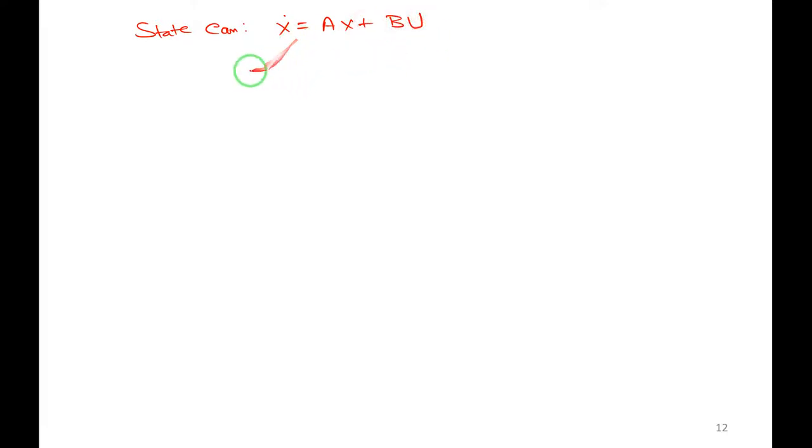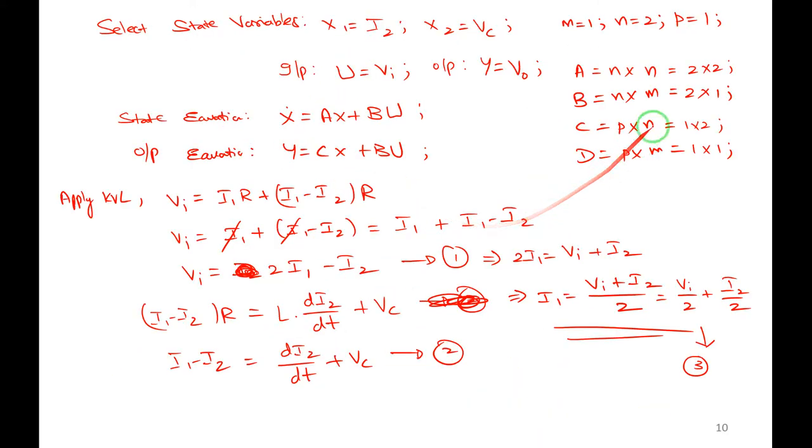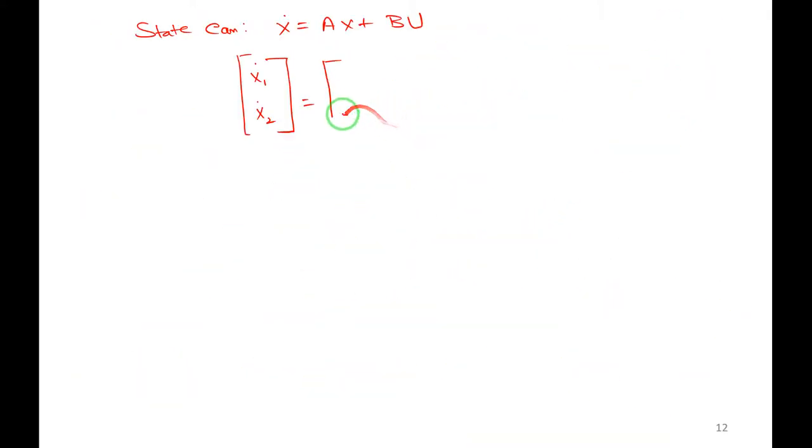So how many states are there? Two states, right? So x1 dot, x2 dot, this is the column matrix. So what is the order of matrix A? It is 2 cross 2. Let me put the dots here. Two states are there, x1, x2. So A is over, X is over.